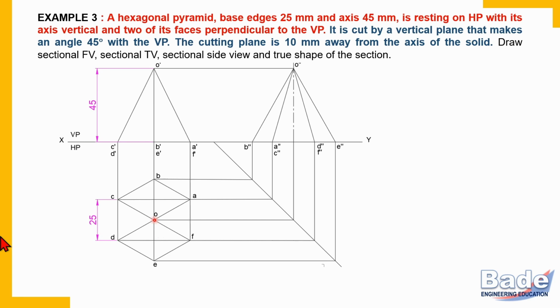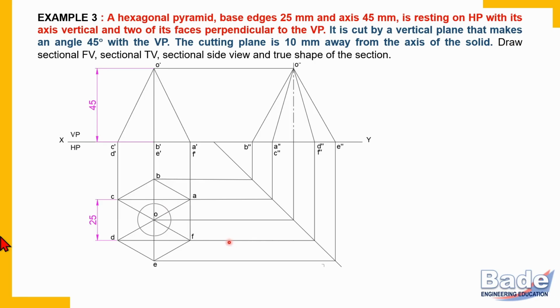Now from point O at a distance of 10 millimeters, the cutting plane line is. Draw a circle of radius 10 millimeters. This is a circle of radius 10 millimeters. Now the logic is, any line which is tangent to the circle will be at a distance of 10 millimeters from the center of the circle. So now one tangent we are going to draw. Tangent to the circle, and it should be at an angle of 45 degrees. The cutting plane is at an angle of 45 degrees.